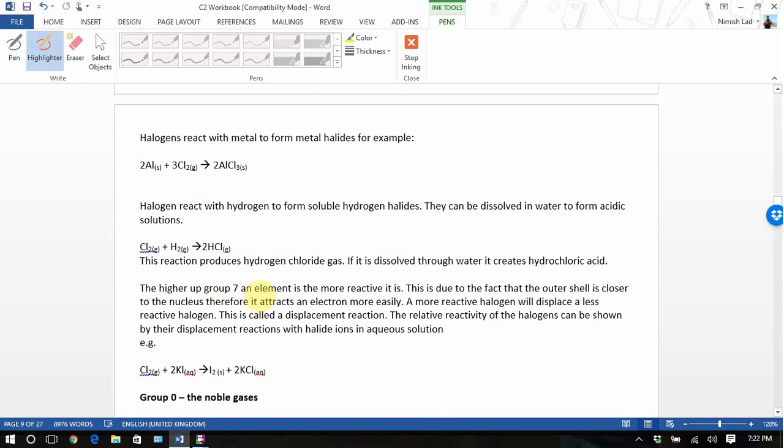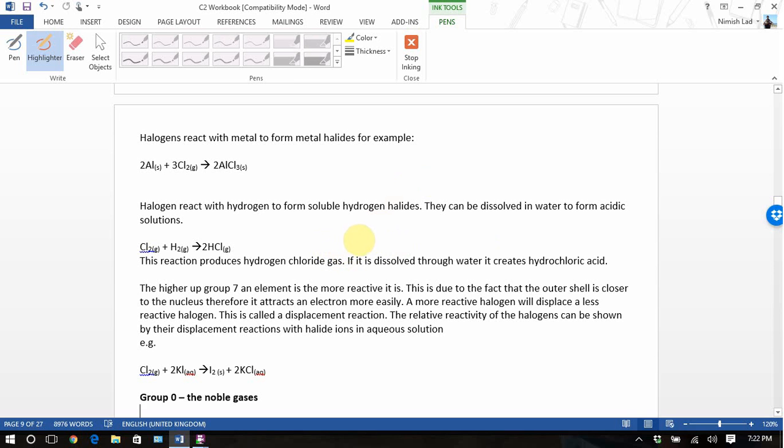The higher up group 7 an element is, the more reactive it is. So the higher up it is towards the top end, the more reactive it is than the bottom end. This is due to the fact that the outer shell is closer to the nucleus, and therefore it attracts an electron more easily. Because it's after one electron, it'll attract it more easily if it's closer to the nucleus. That positive nucleus can pull in another electron a lot easier.